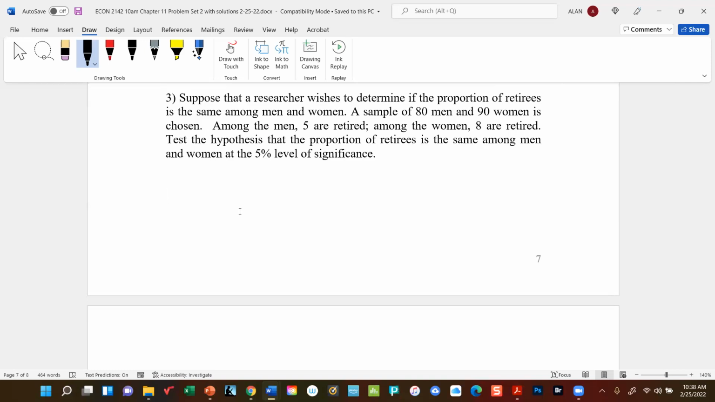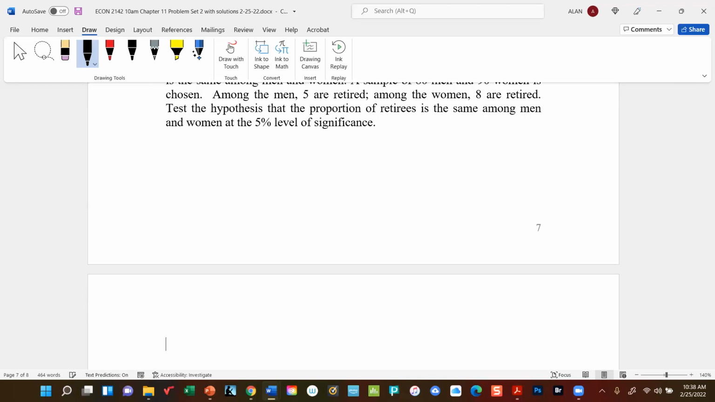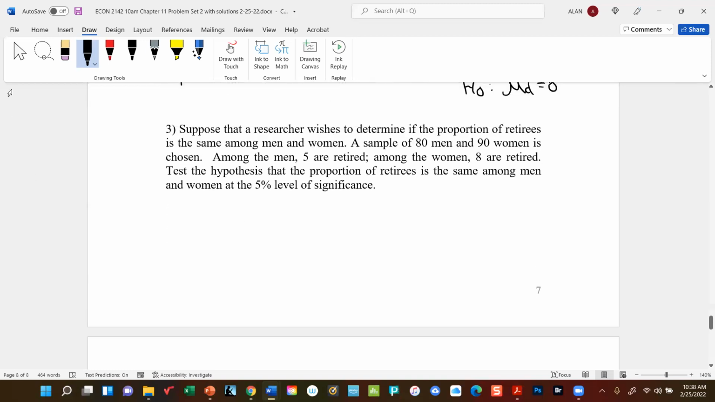All right. Now, this one is different because we're no longer looking at means. This is the proportion. We're looking at the proportions among men and women. This is a 2-proportion test. And we want to know if the proportion of retirees is the same among men and women. Okay, so let's see.